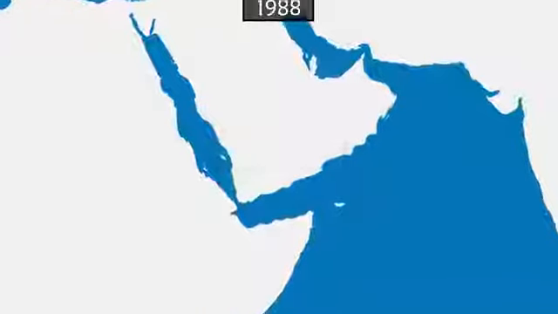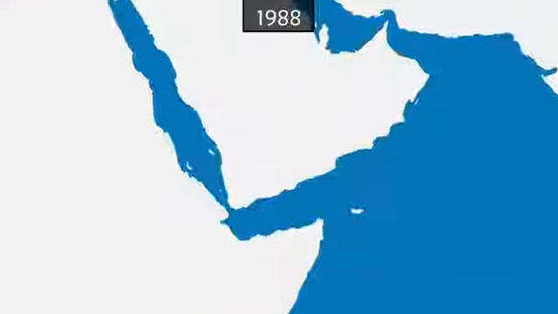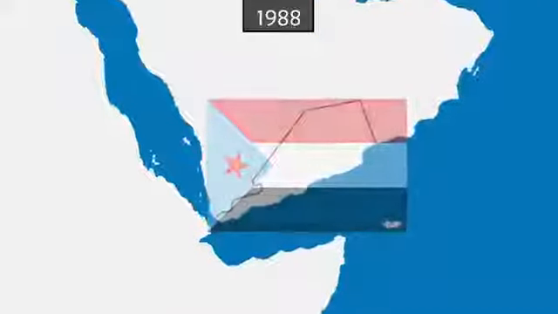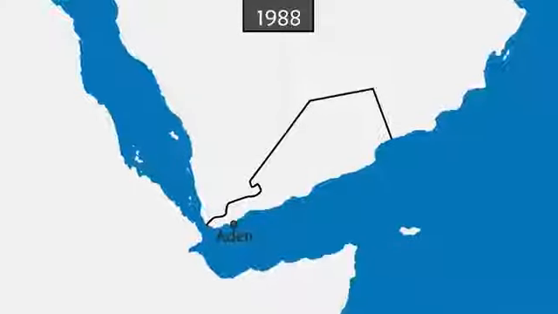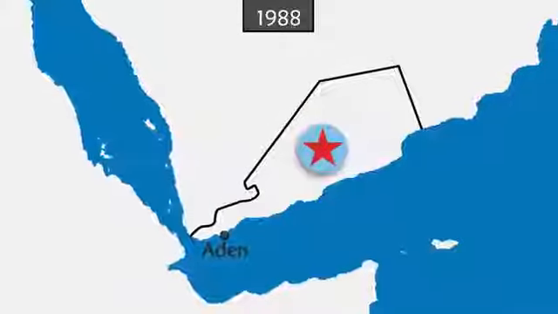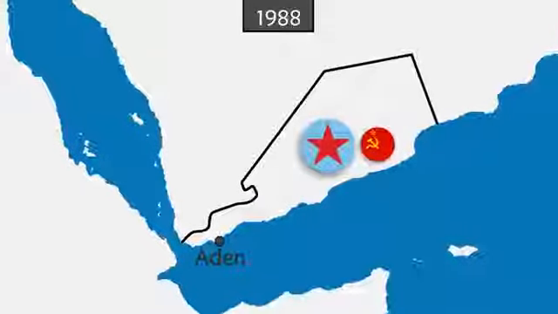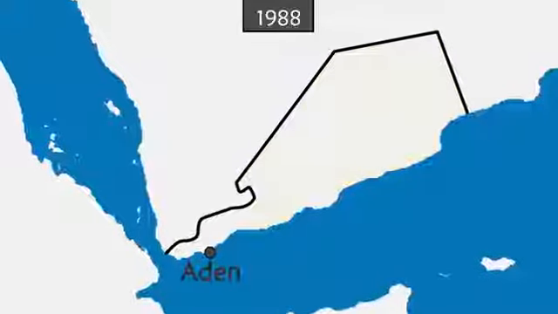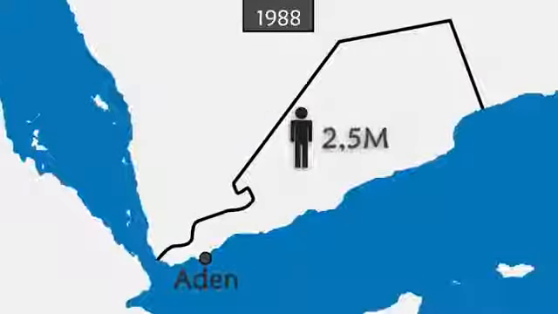We begin in 1988 when Yemen was divided in two. In the south, there is the People's Democratic Republic of Yemen, whose capital is Aden. It is the only communist country in the Middle East, led by a single party and allied with the USSR. Although the country is vast, it is mostly desert and populated by approximately 2.5 million inhabitants.